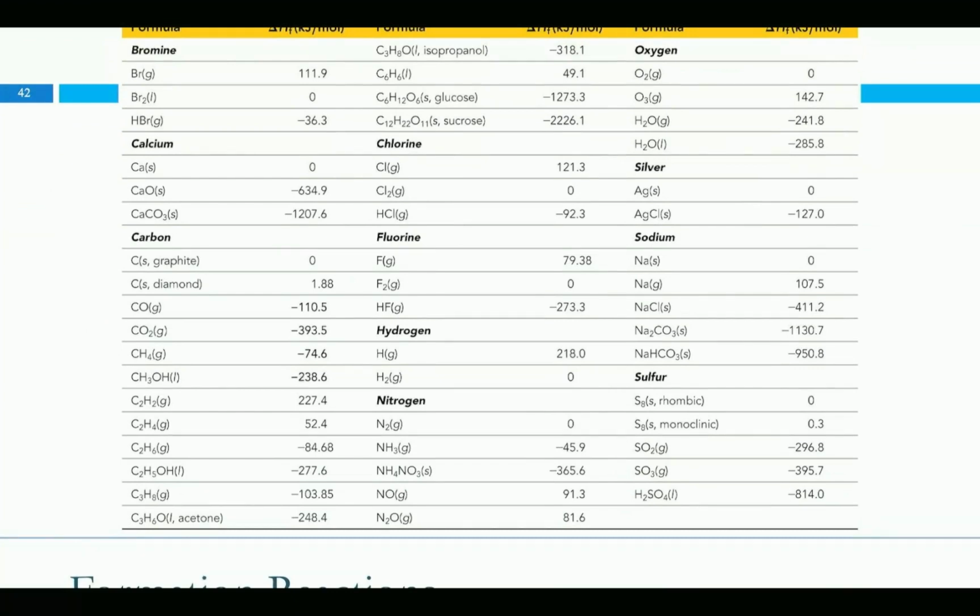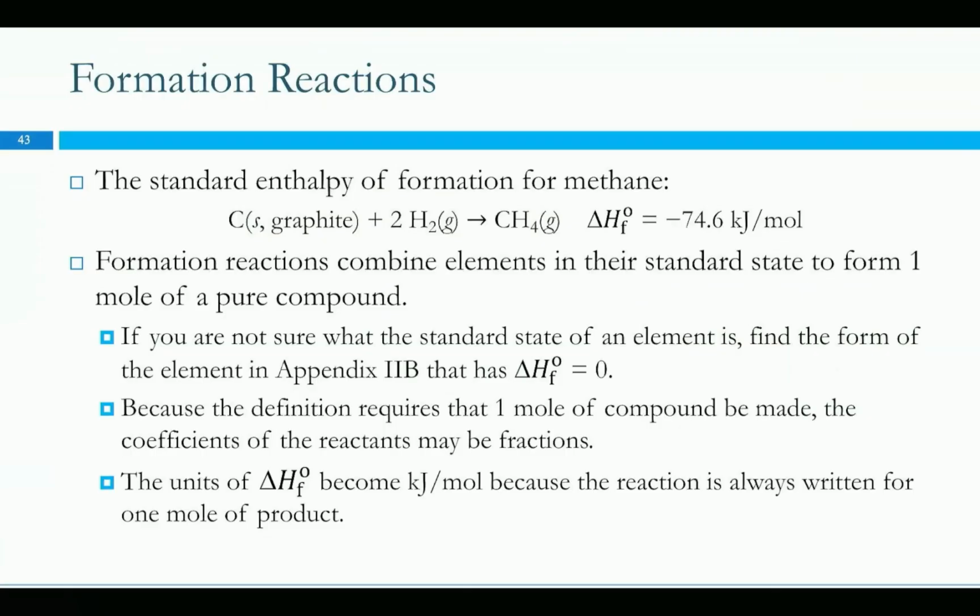Now, there's a chemical equation behind that, and that's to make CH4 from its most basic elements in their standard states. That would be carbon, and sometimes there are specific allotropes. So specifically, the graphite form of carbon as a solid, plus two H2 molecules, which is its standard state, so we've got to be at 1 atmosphere, to form CH4 gives us this delta H of formation.